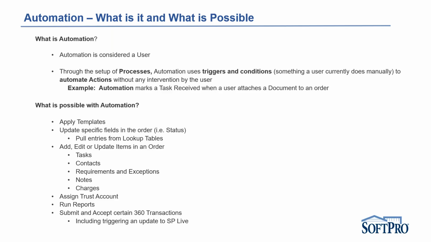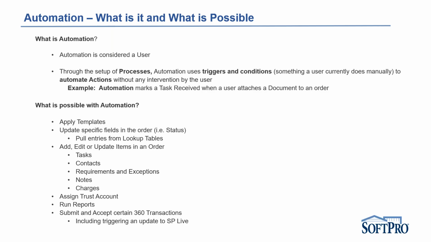Through the setup of processes in SP Admin, and you do have to have admin rights to set up these automation processes, you tell it what to do. We'll use triggers or conditions. We have to tell it what's going to happen in your order that tells this automation when to run. So what do I need to exist in the order to then trigger an action to happen in an order without any additional intervention from the user?